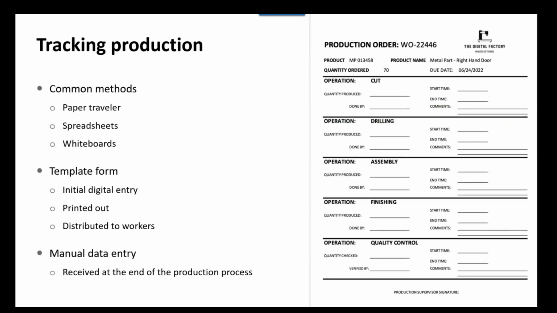You have probably seen this before, right? Or do you currently use paper travelers? A very common method in manufacturing to track production and generate data is with paper travelers, spreadsheets, and whiteboards. Most companies use a template where the initial entry of data might be digital, for example, the production ID, names, quantities, dates, etc. After that, all of it is packaged up, printed out, and sent to the shop floor to be processed and completed by the workers. The workers will then go through the manual data entry process to populate the production information before it is received at the very end of the production process.